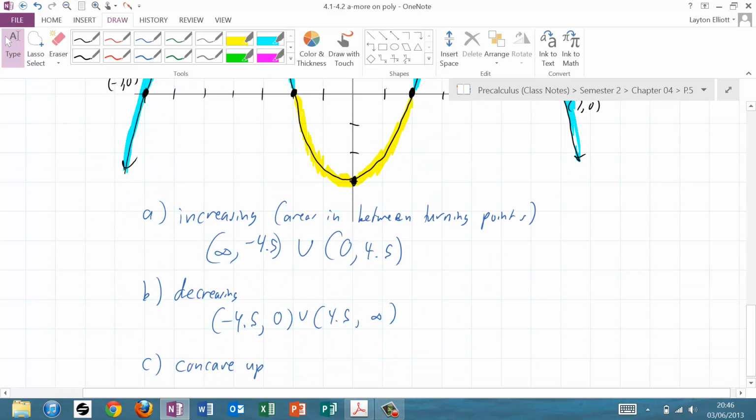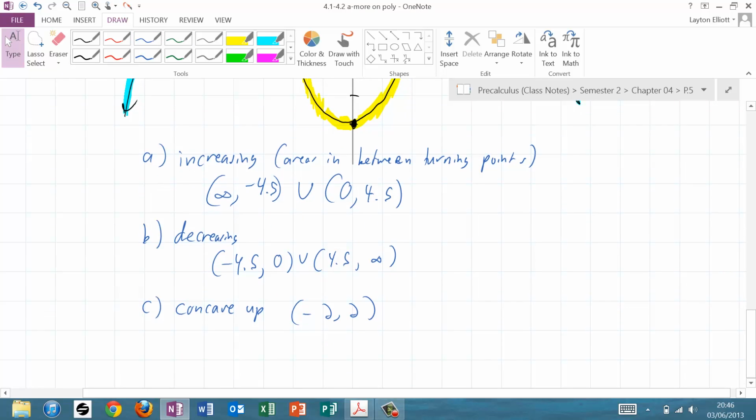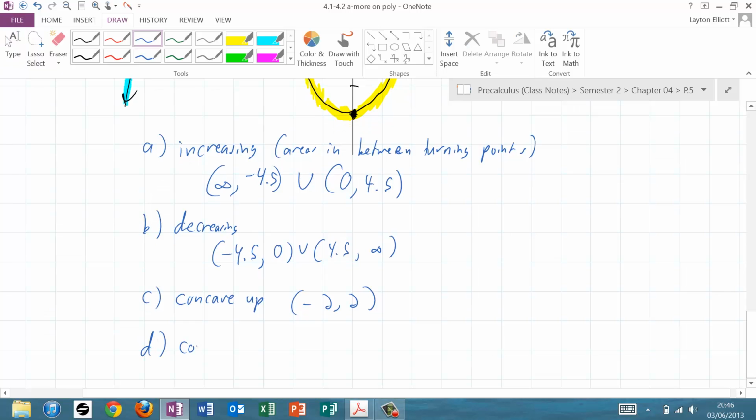Concavity also doesn't include points of inflection, so my concave up would be from negative 2 to 2, and concave down is from negative infinity to negative 2, and from positive 2 to positive infinity. It's all the blue highlights up above.